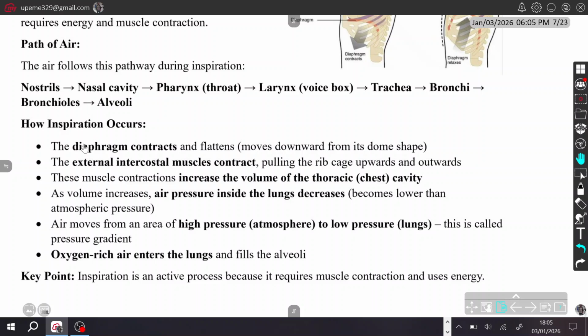You need to be able to explain these stages. Of course, you can summarize them to say: during inspiration, the diaphragm contracts and flattens, the external intercostal muscles contract, pulling the rib cage upwards and outward. These muscles increase the volume of the chest cavity. As the volume increases, air pressure inside the lungs decreases. Then air moves from the atmosphere to the lungs. Then oxygen-rich air enters the lungs and fills the alveoli.